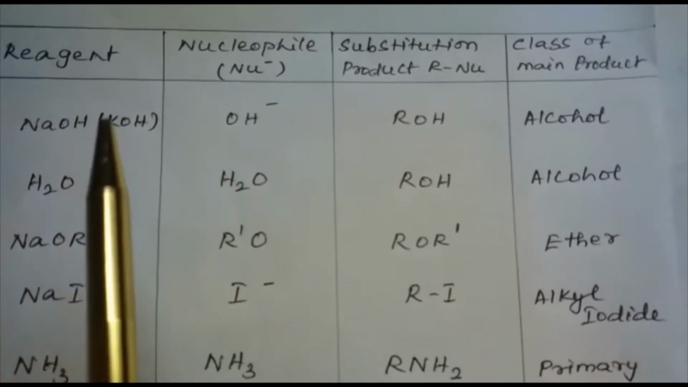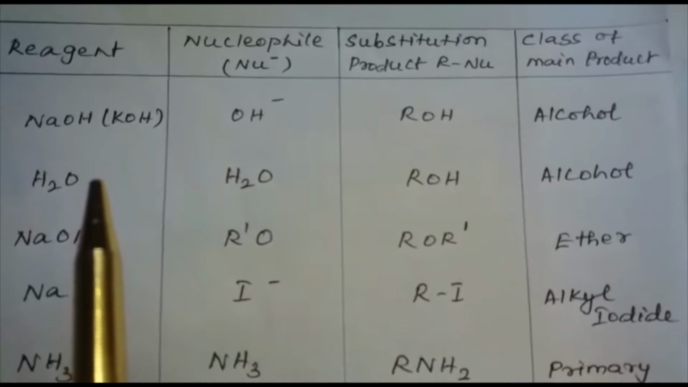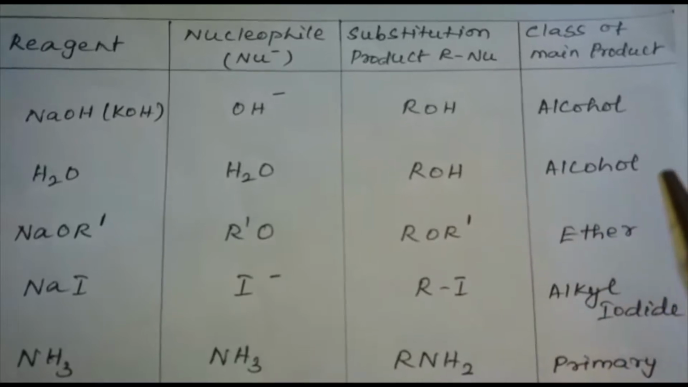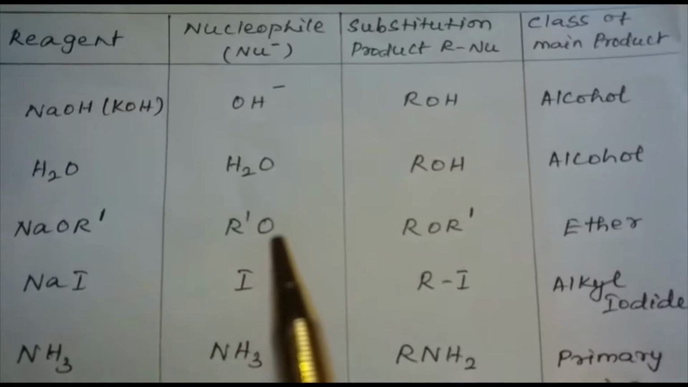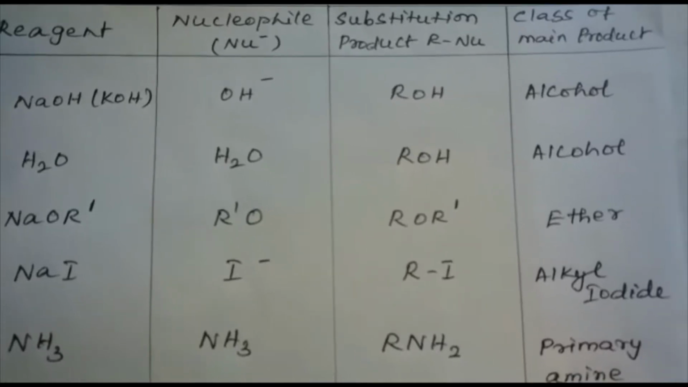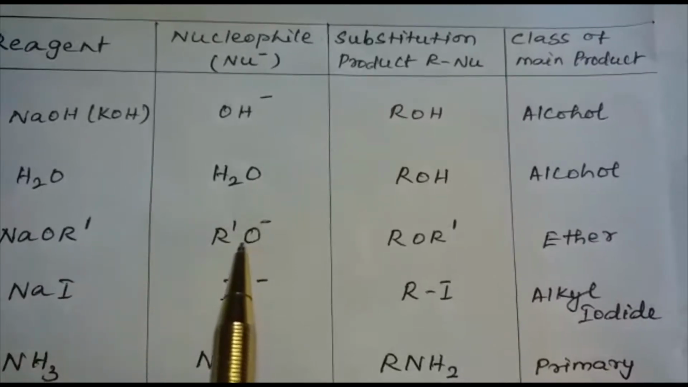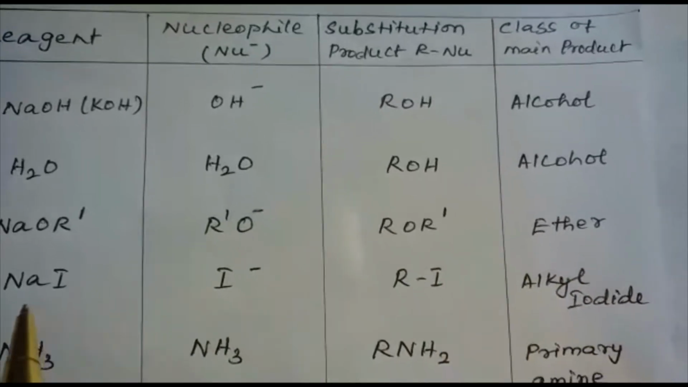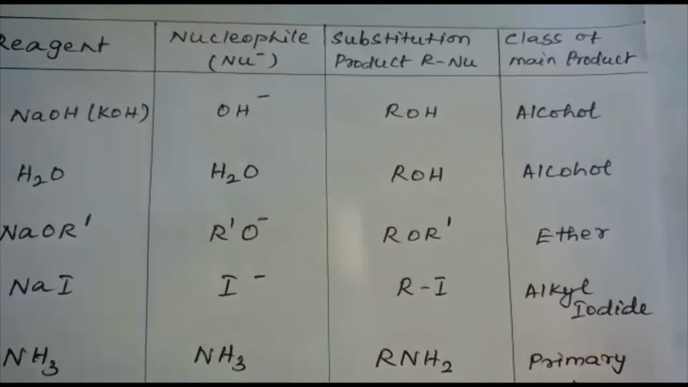First, if the reagent is NaOH or KOH, the nucleophile is OH minus and the product is found to be alcohol. If the reagent is H2O, the nucleophile is H2O and the product is ROH, which is nothing but alcohol. If the reagent is NaOR', the nucleophile is R'O minus and the product is found to be ROR', which is nothing but ether. If the reagent is NaI, the nucleophile is I minus and the product is found to be alkyl iodide.